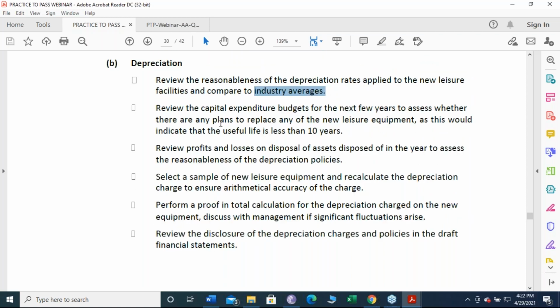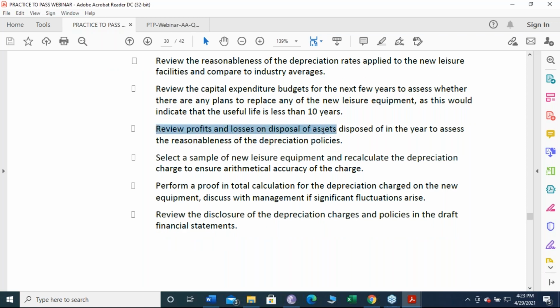Another procedure, you need to review the capital expenditure budget for the next few years to assess whether there are any plans to replace any of the new leisure equipment, as this would indicate that the useful life is less than 10 years. So if the client is planning to replace the asset after 5 years or 7 years, that reflects that the useful life of 10 years is overstated. It's not correct. Moreover, if there is any profit or loss on disposal of assets disposed during the year, this will reveal whether the depreciation policy is reasonable or not.